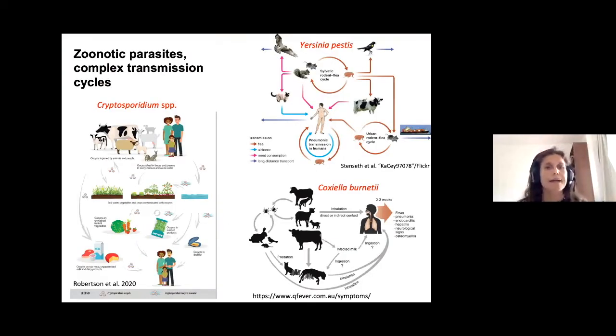So zoonotic parasites have complex transmission cycles because they circulate among several host species and through several transmission routes. Here I'm just giving three examples of these. For example, Yersinia pestis causes plague in humans, and it can be transmitted through vectors, by air, or by meat consumption. Also, the example of Coxiella burnetii, it causes Q fever, and it can be transmitted by air, ingestion of contaminated milk, or through predation. Cryptosporidium also can be transmitted by the ingestion of contaminated food or by contact with contaminated soil or water.